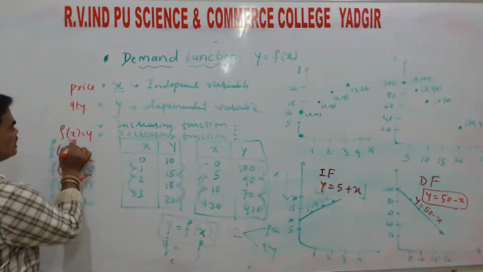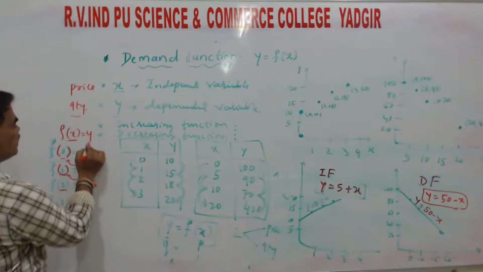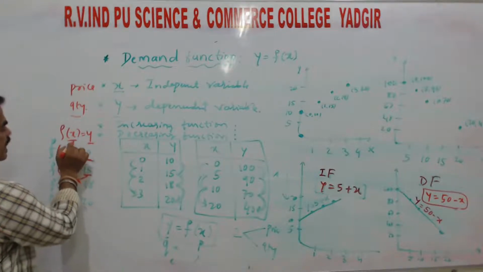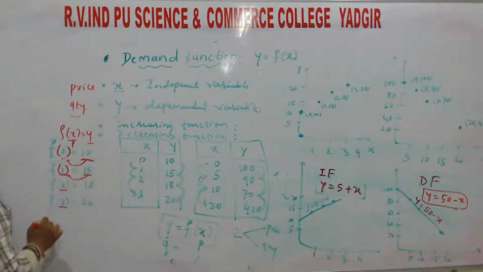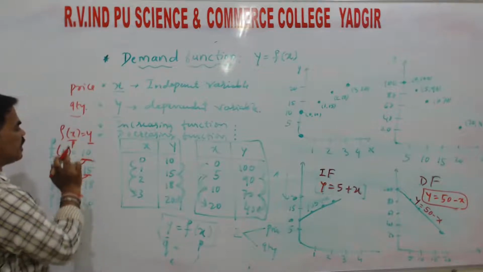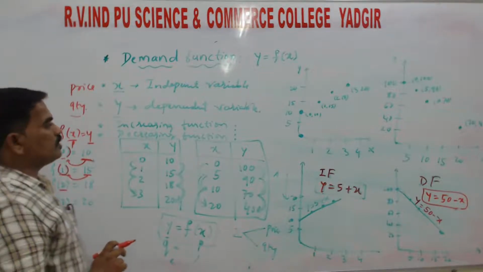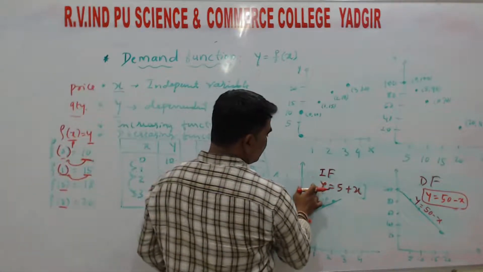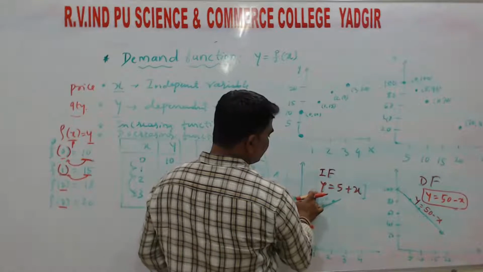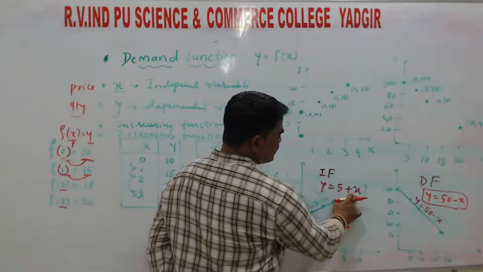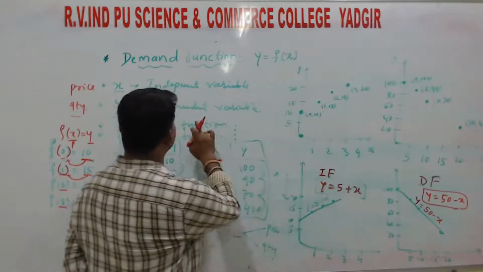So the price is always the independent variable, and the quantity of the commodity is dependent on the price of the product. The quantity is always dependent on the price, and the price of the product is the independent variable here. And as I said, if we mention that in algebraic form, we get this equation: y is equal to 5 plus x for an increasing function.